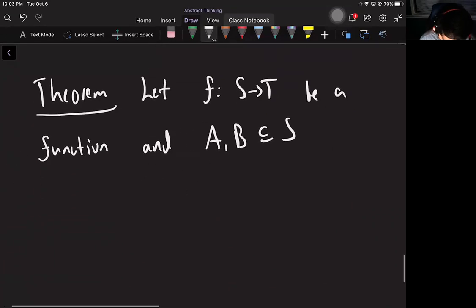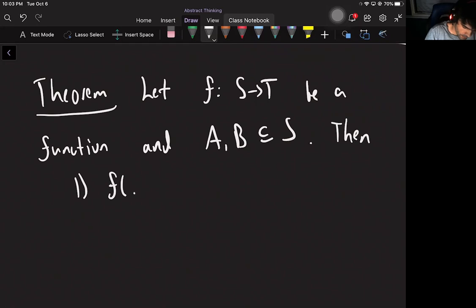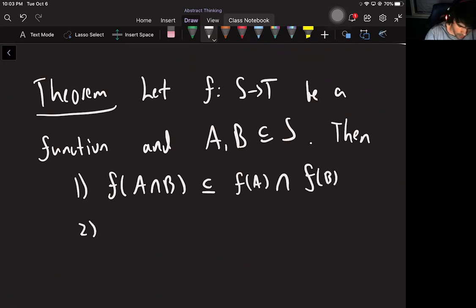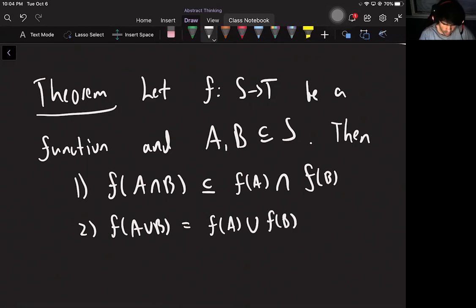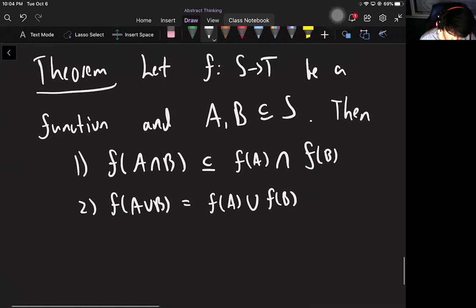Okay, but here's the spoiler. Here is exactly what's going on. That's what a theorem is. Then, if I intersect them before I send them over, that's actually a subset of what I get if I send them both over and then I intersect them. But if I union them, they're exactly the same. Sort of weird, because there's usually lots of symmetry in math. So you usually predict things to work the same, but in this case, they don't.